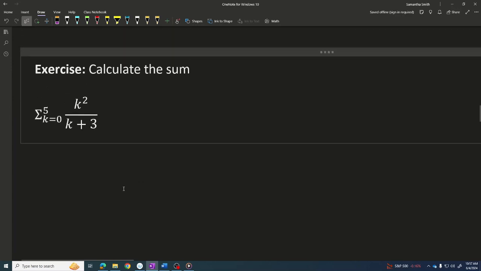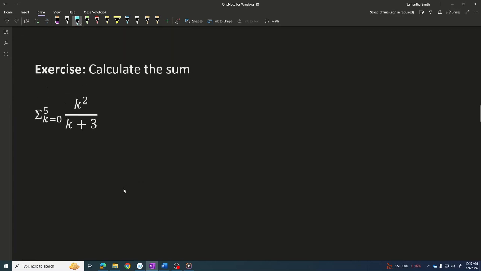If I wanted to calculate this sum, what value would I plug into this expression first? First, I would plug in this initial k value given to me at the bottom of the sigma, k equals 0. So in goes 0 squared all over 0 plus 3. Then I would increment that k value up by 1 unit. So now it's no longer 0, but it's gone up to 1. And I plug in k equals 1, 1 squared over 1 plus 3.